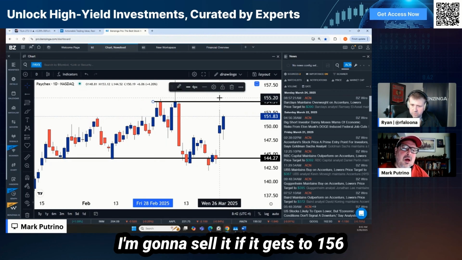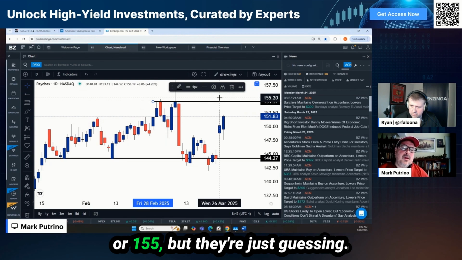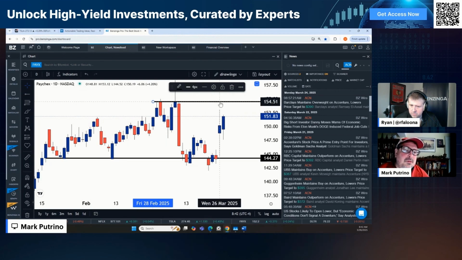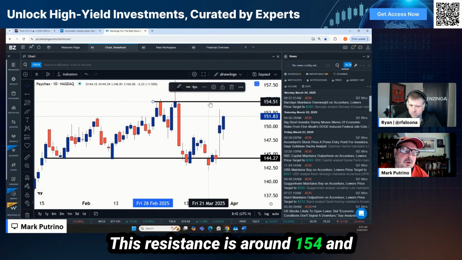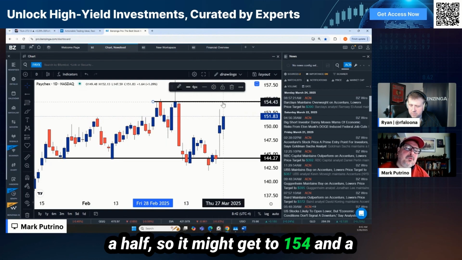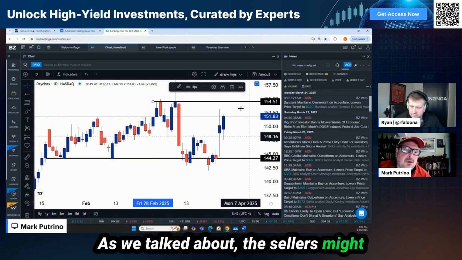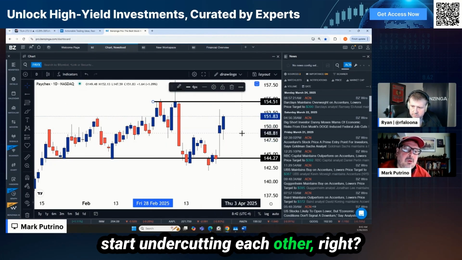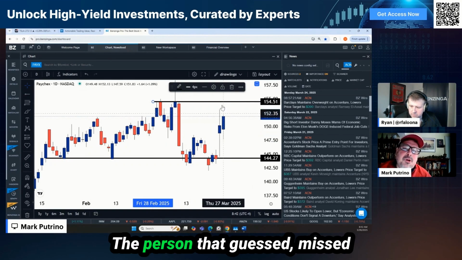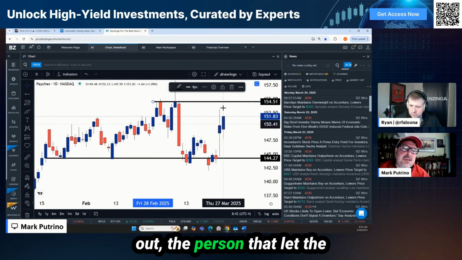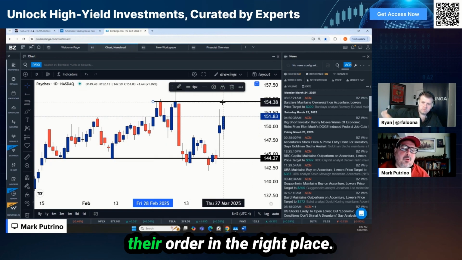Someone might say, you know what, I'm going to sell it if it gets to 156 or 155, but they're just guessing. This resistance is around 154 and a half. So it might get to 154 and a half and then roll over and go down. As we talked about, the sellers might start undercutting each other, right? So the person that guessed missed out. The person that let the market tell them what to do put their order in the right place.